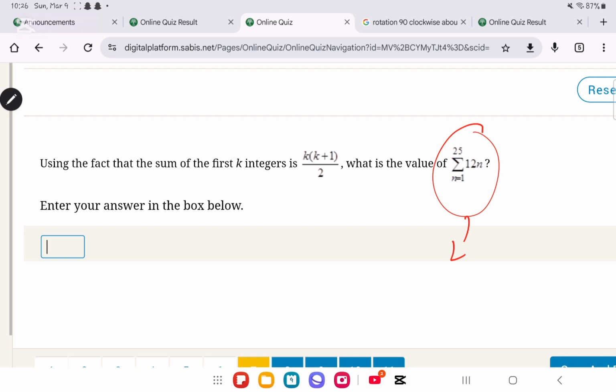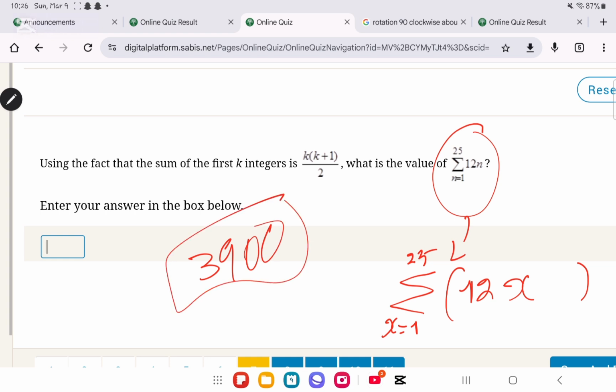the calculator. Okay, so you will put on the calculator 25 on top, x is equal to 1, and then here you will put what? You will put 12x. So put it on the calculator. Shift log, 25 over 1, and then 12x, we will get an answer of 3,900. Okay?